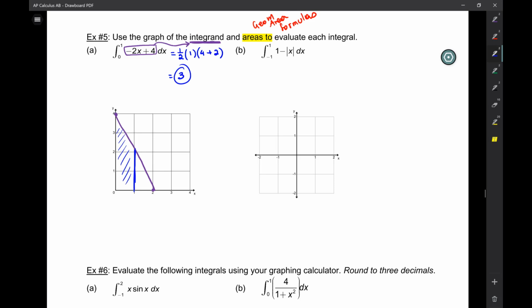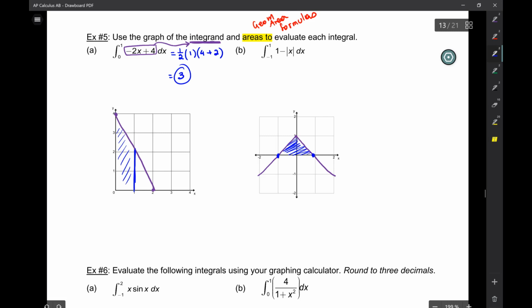All right. Here, 1 minus absolute value of x. This is an absolute value of x problem. I'm sorry, a graph. What does an absolute value graph look like? It's a V. This one's going to be facing down because it's negative x, but it's up 1. So basically, here and here. That's what it looks like. Now, I want the area from negative 1 to 1.